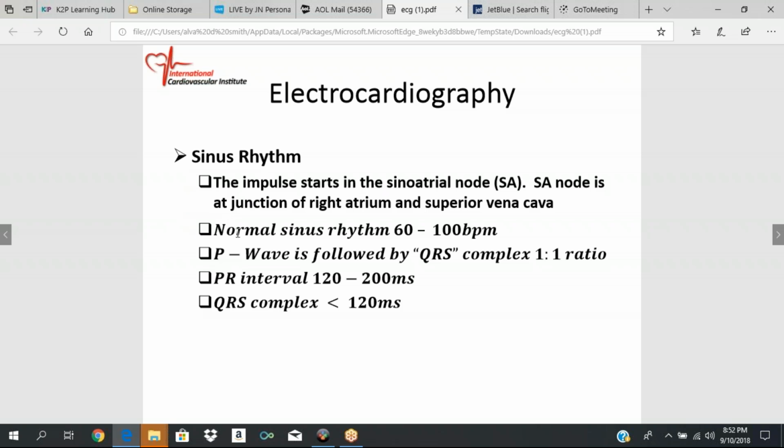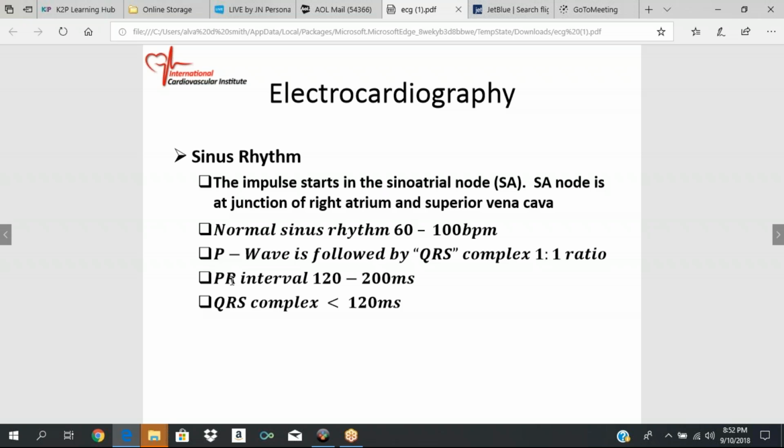When we say normal sinus rhythm, the heart rate is between 60 and 100 beats per minute. The P waves are usually followed by QRS in a 1-to-1 ratio. That means you have a P and a QRS, a P and a QRS, and it repeats itself.